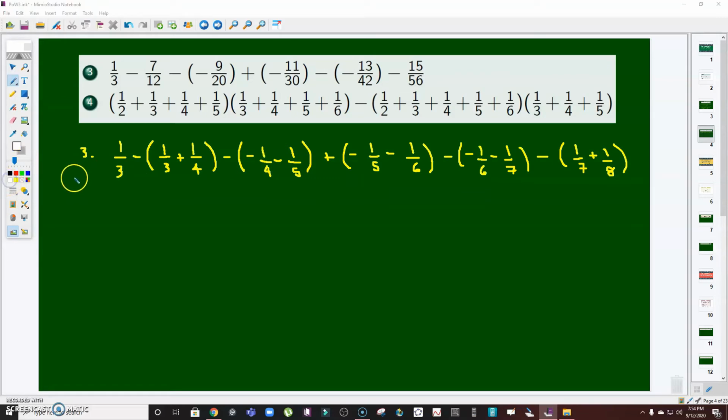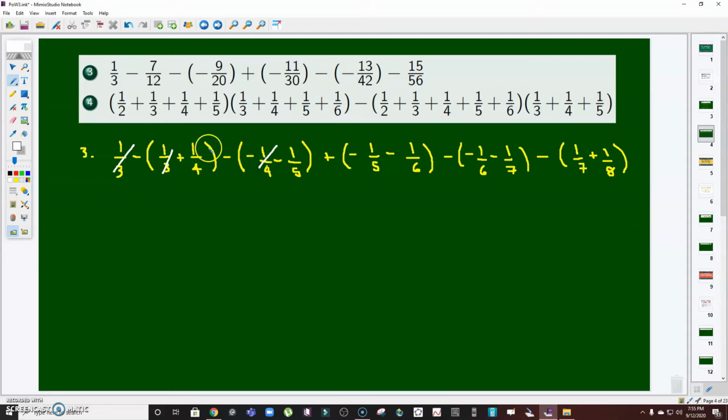Now the trick is this. Since 1/3 plus 1/4 is preceded by a negative sign, if I'm going to add it, it will just cancel. Let me use white. The 1/3 will cancel. Negative 1/4, this is negative 1/4, so that will be positive 1/4.